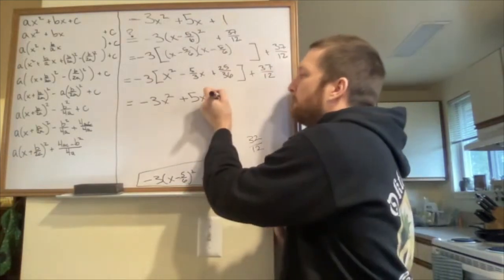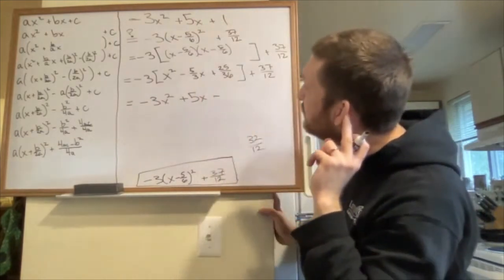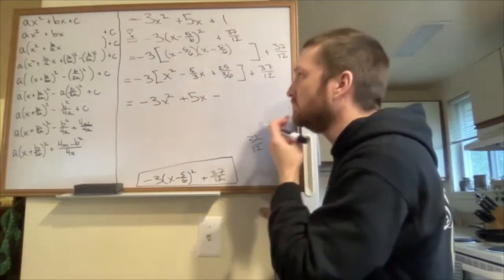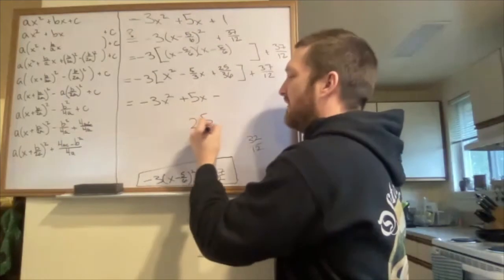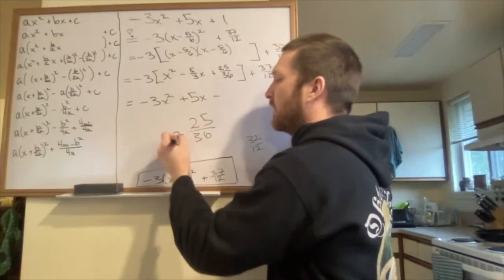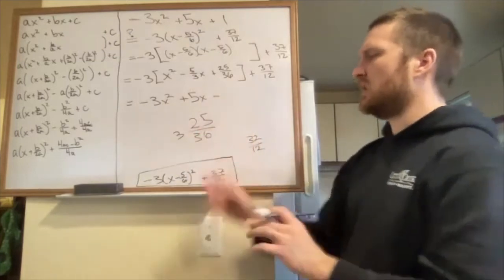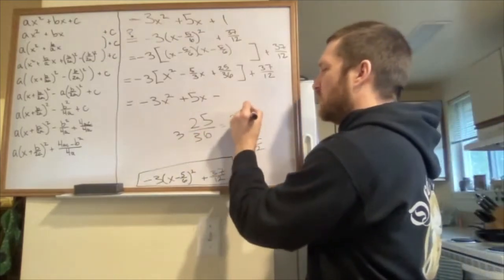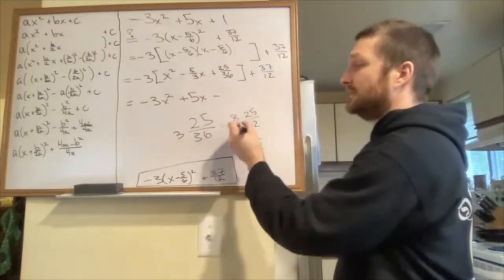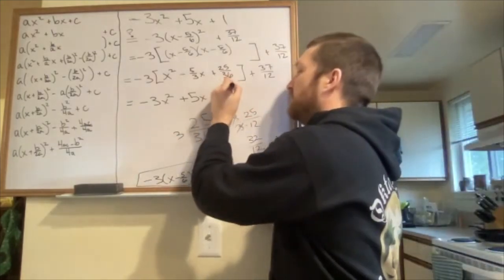Minus what over 12? Wait, sorry. Got ahead of myself. Okay, where are we? So minus 25 over 12. I believe you. I want to make sure we're multiplying by 3. Already taking care of the negative, so now we're just looking at the numbers. That's the same as 3 times 25 over 36, which is 25 over 12. Oh yeah, this looks very familiar. Minus 25/12.